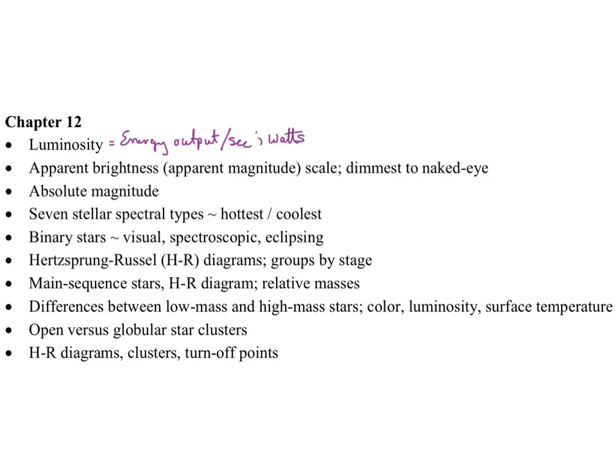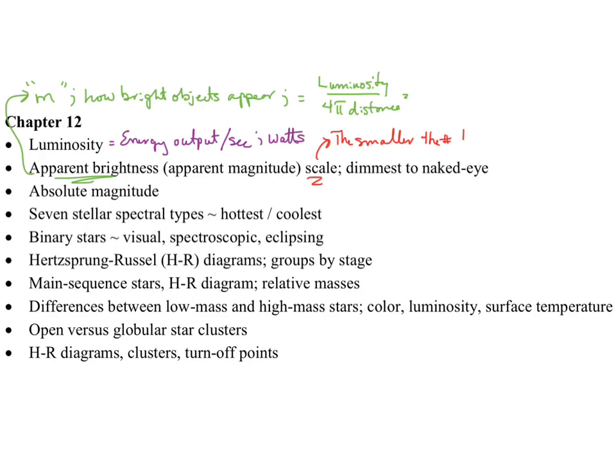On to stars. Luminosity is a basic measure of the energy output of a sun per second. Its units are watts. We talked about 2 brightness scales. The apparent brightness is a lowercase m, how things appear. And remember, it's affected by distance. So apparent brightness is equal to luminosity divided by 4 pi distance squared. The scale for apparent brightness, the smaller the number, the brighter the object is. The dimmest we can basically see in dark skies with our naked eye is a magnitude +6.